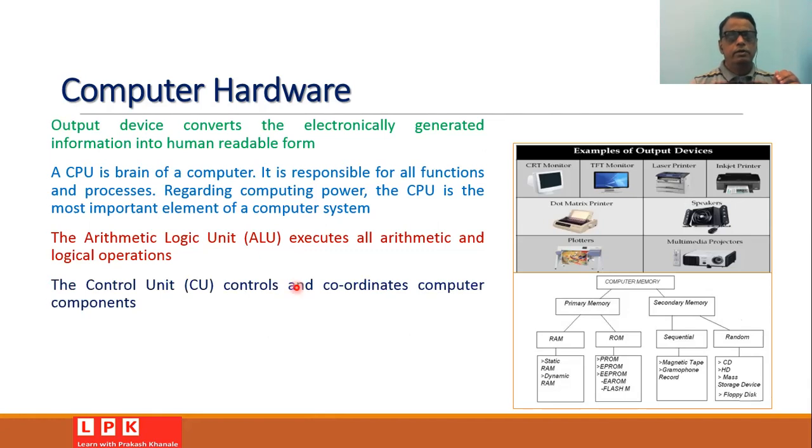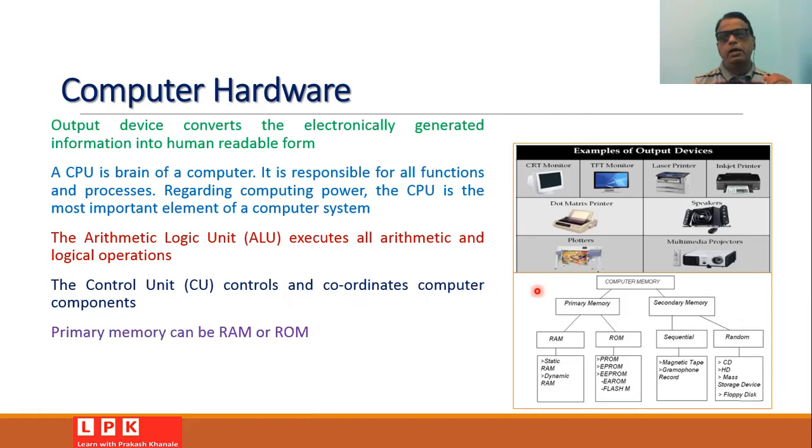There is a control unit, and as its name indicates, it will control or coordinate all the activities of the computer. So from where to read the data, from where to send the data, which memory to access, which input device or output device to access. All such decisions will be controlled by the control unit of the computer system.